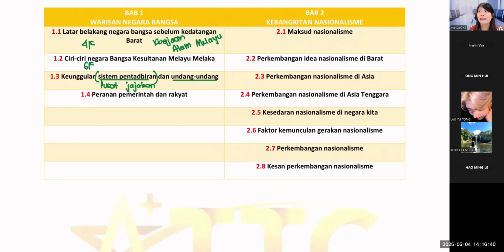What is F? F equals fakta. Not a bad word, please. You know, we have F, H, which is fakta. F means fakta. H means huraian. C means contoh.